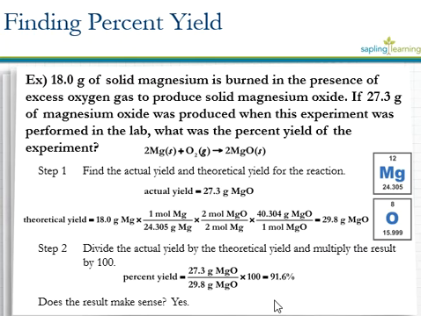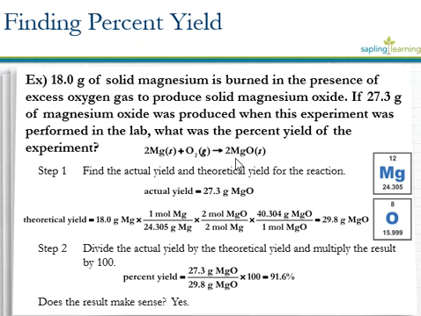So here's an example of a percent yield problem. If we have 18 grams of solid magnesium and it's burned in the presence of excess oxygen to produce solid magnesium oxide. If 27.3 grams of magnesium oxide was produced when this experiment was performed in the lab, what was the percent yield of the experiment? So this is the balanced equation. And it's telling us that we have 18 grams of magnesium and excess oxygen. So basically you're burning a piece of magnesium. And we want to know what the percent yield is.